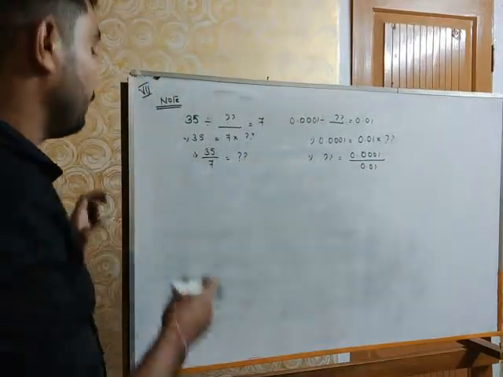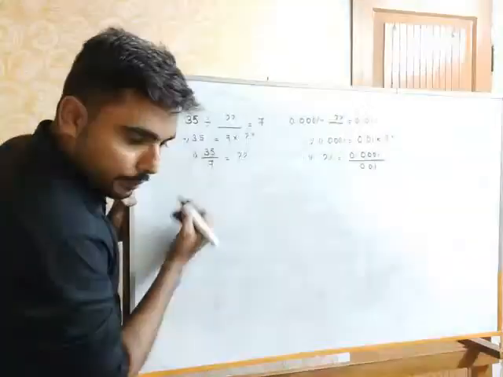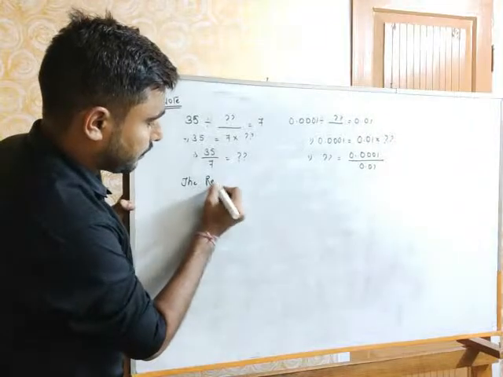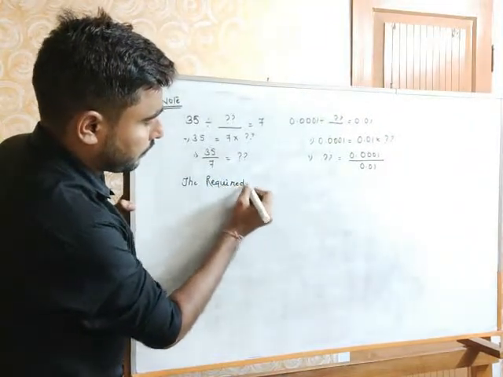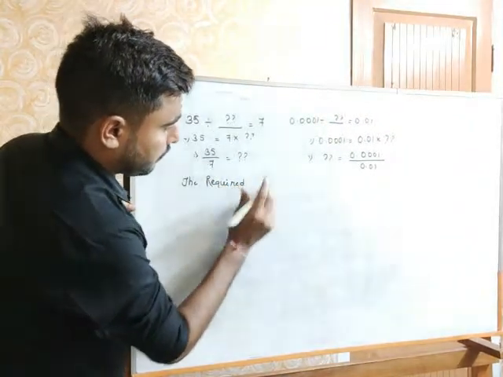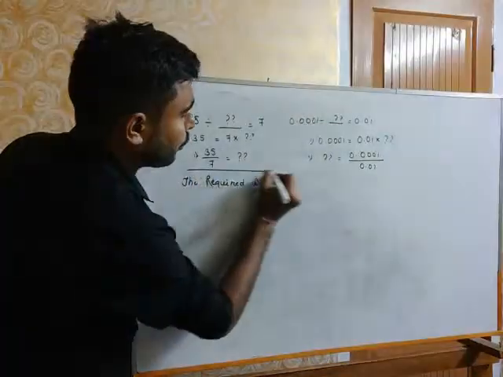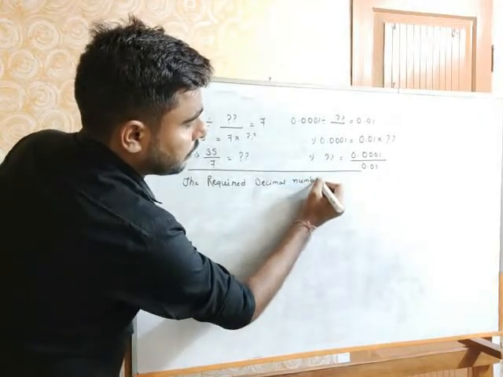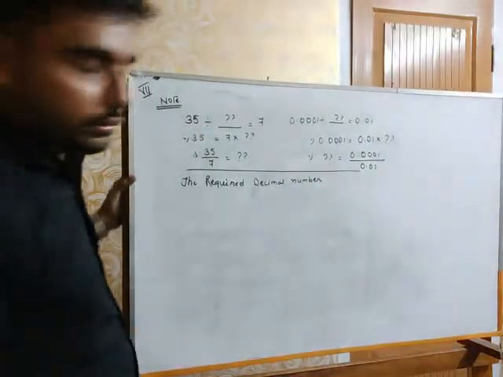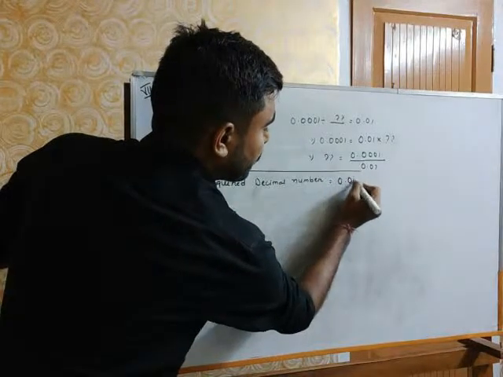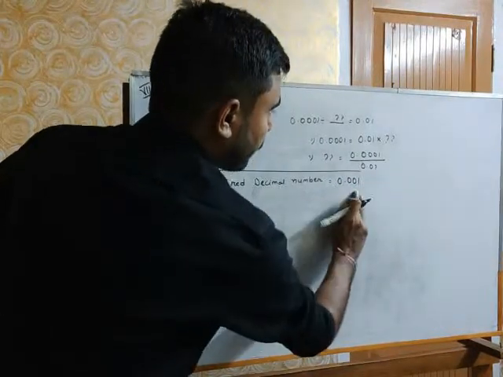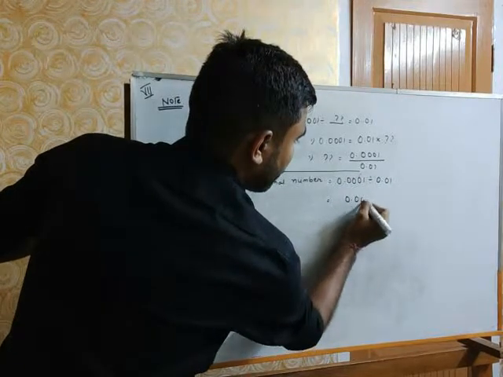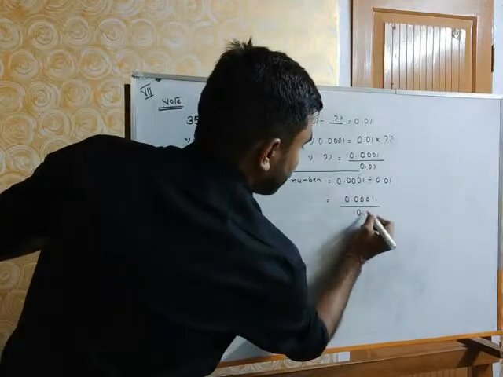This is a note for you. We will write the required decimal number. The required decimal number is equal to 0.0001, 3 zeros and 1, divided by 0.01. Now 0.0001 divided by 0.01.